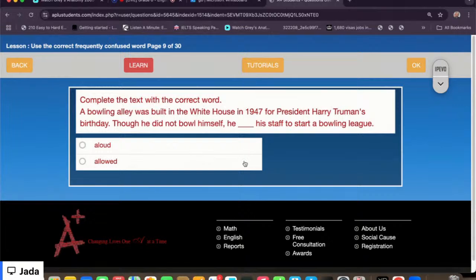All right, so a bowling alley was built in the White House in 1947 for President Harry Truman's birthday. Though he did not bowl himself, he dash his staff to start a bowling league. So aloud or allowed, which of these?